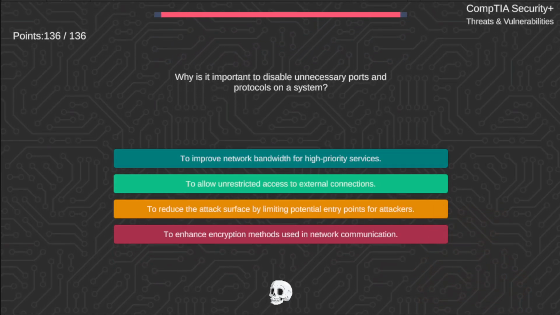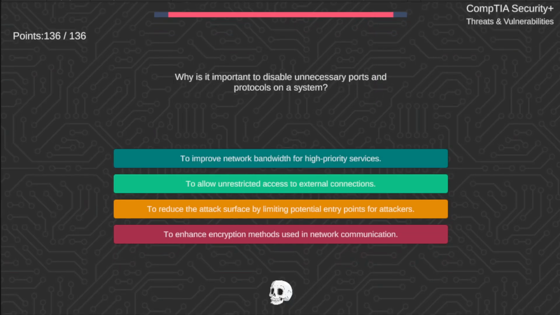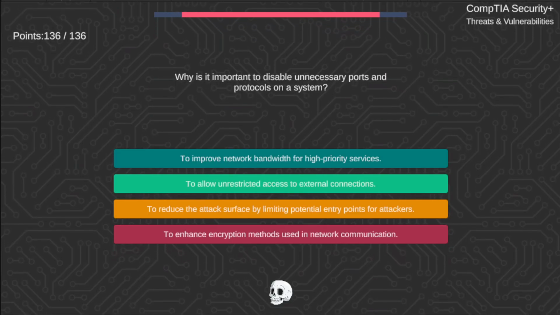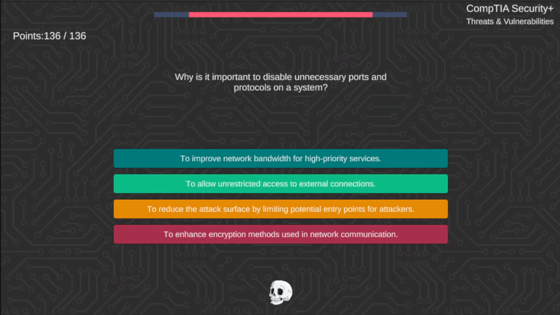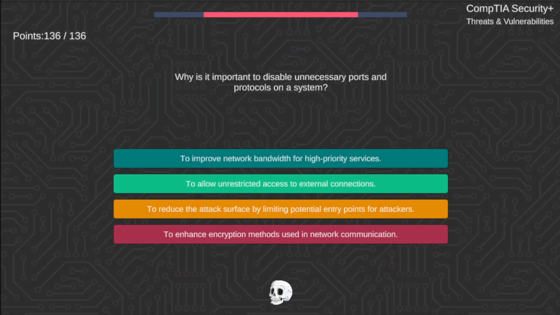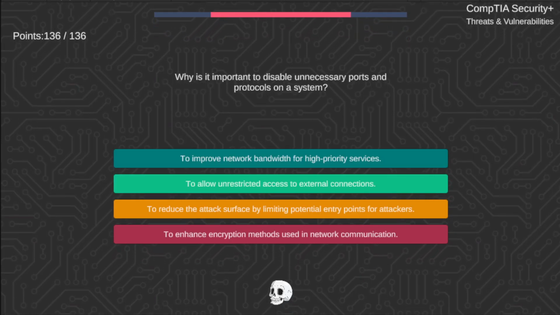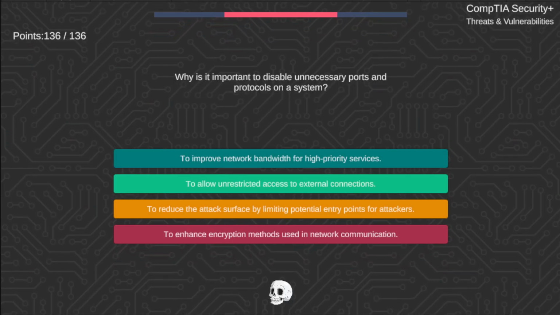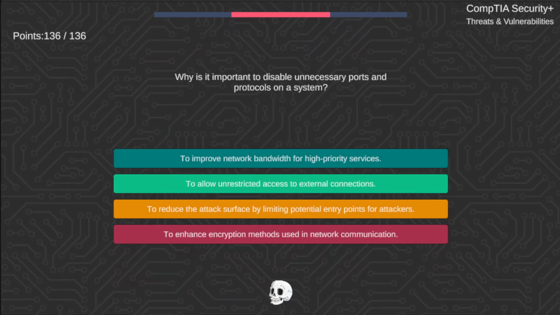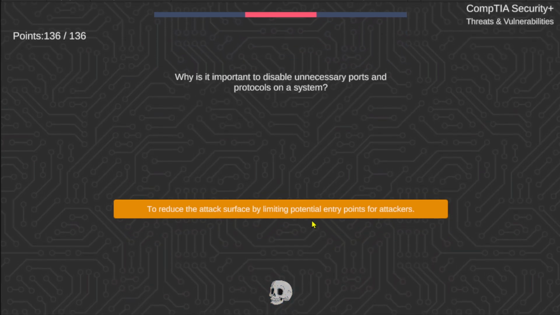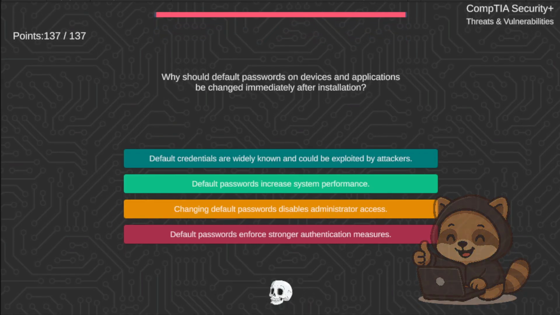Why is it important to disable unnecessary ports and protocols on a system? To improve network bandwidth for high-priority services, to allow unrestricted access to external connections, to reduce the attack surface by limiting potential entry points for attackers, or to enhance encryption methods used in network communication? Correct answer is to reduce the attack surface by limiting potential entry points for attackers.